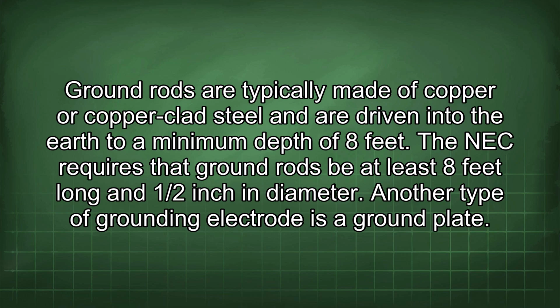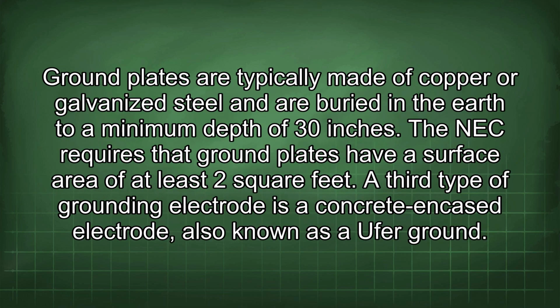Another type of grounding electrode is a ground plate. Ground plates are typically made of copper or galvanized steel and are buried in the earth to a minimum depth of 30 inches. The NEC requires that ground plates have a surface area of at least 2 square feet. A third type of grounding electrode is a concrete encased electrode, also known as a Ufer ground.